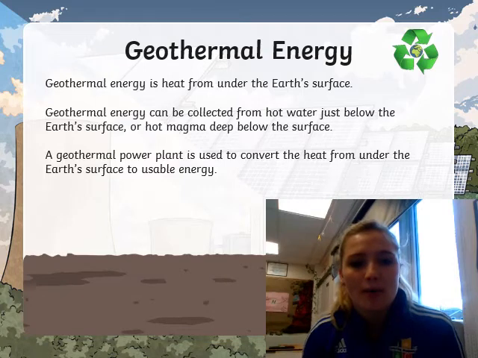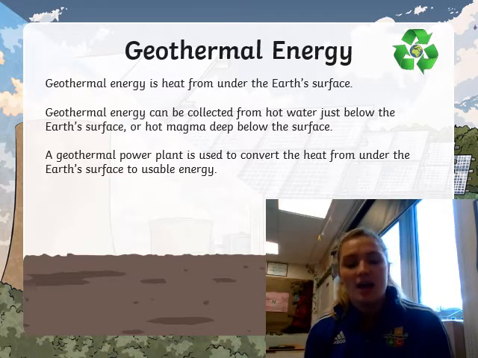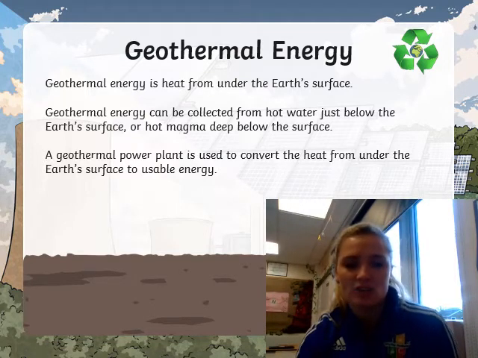So the geothermal power plant is used to convert the heat from under the Earth's surface to use it as energy as well. So that's how we can generate electricity that way.